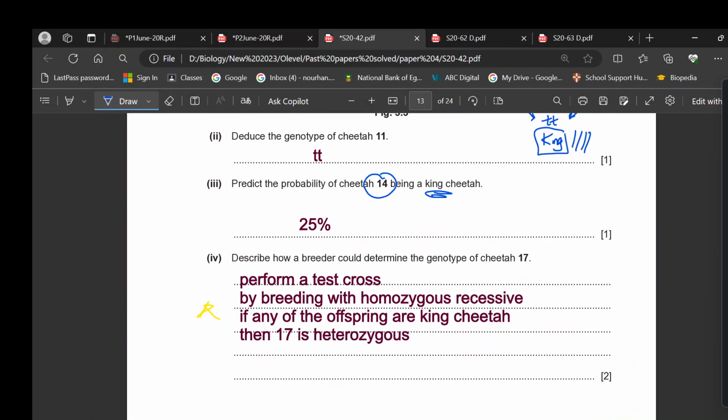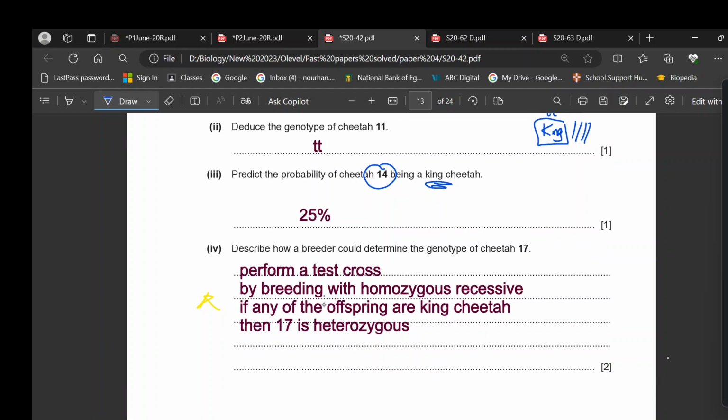How am I going to write it? Perform a test cross breeding with homozygous recessive. If any of the offspring are king cheetah, then 17 is heterozygous. If not, then 17 is homozygous dominant.